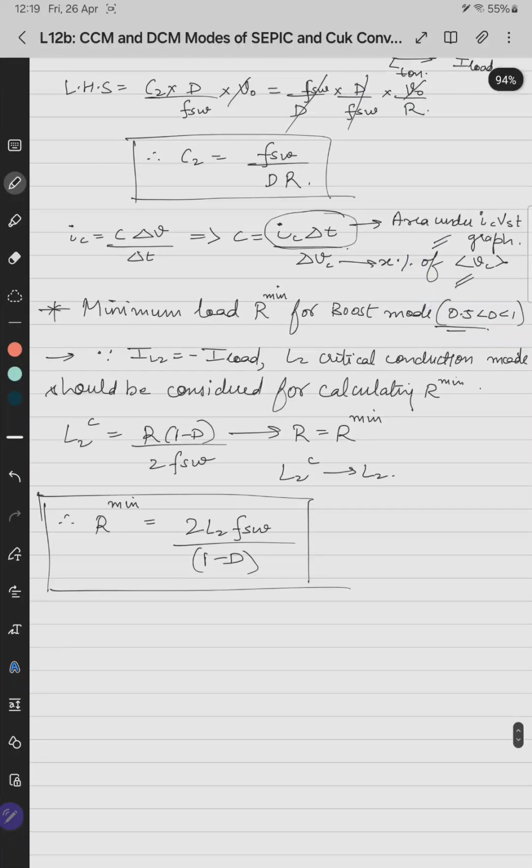Then we found what is the minimum load required for a SEPIC converter operating in boost mode, which is very similar to the critical conduction mode of operation. But which inductor to consider? The inductor which is placed close to the load, that inductor we should consider, and using the expression of L critical we find the R minimum for the SEPIC converter.